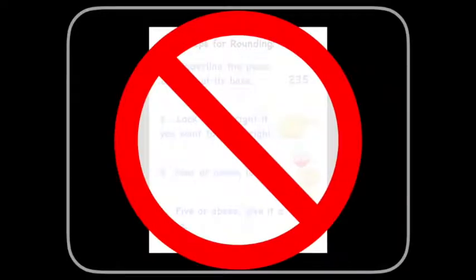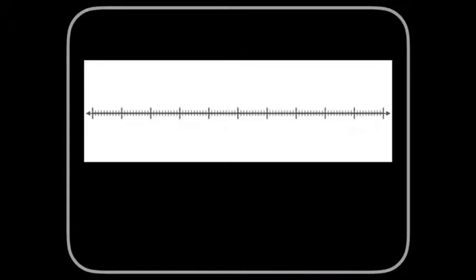The problem with these rhymes is that they involve no mathematical reasoning, it's just procedural. This is rounding for the sake of rounding, so why use these? The simple answer is don't. Rhymes and tricks like these do not even come close to the intent of the standard, and they should be avoided. Instead, let's use a number line.